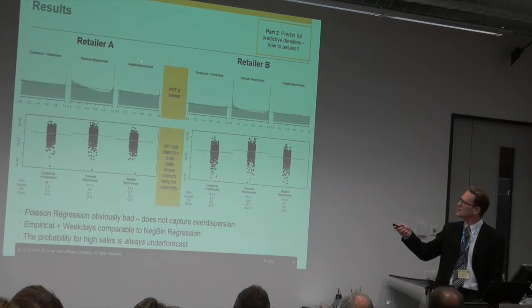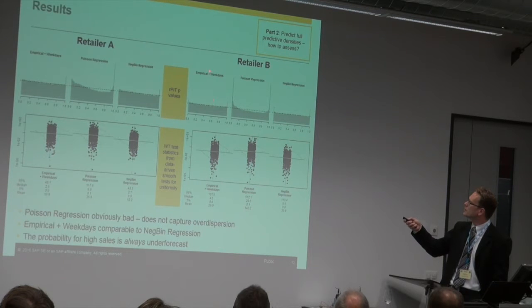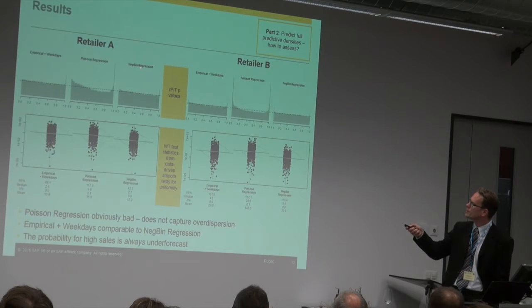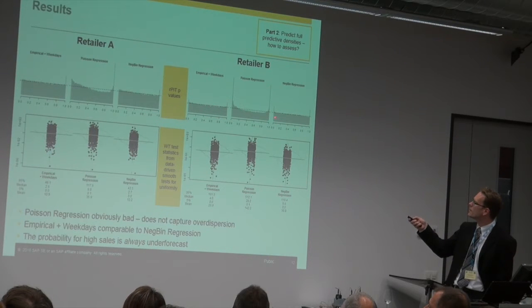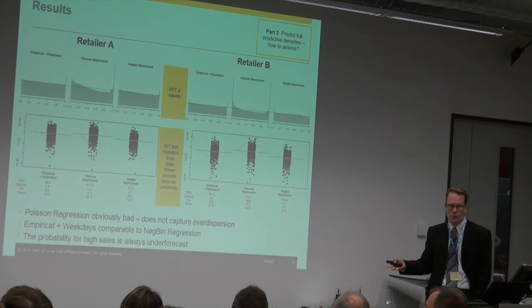The empirical plus weekdays and negative binomial regression perform better. Negative binomial over here and empirical plus weekdays over here still have a hump at the very low levels. They both have humps at the high levels here, right? But at least for this retailer here, we've captured the low end rather well with the empirical plus weekdays or the negative binomial. And we always underestimate the incidence of the very high sales for any of these here, right? The probability for high sales is always under forecast.